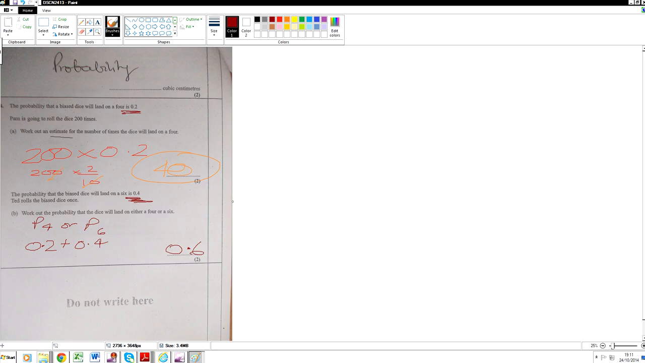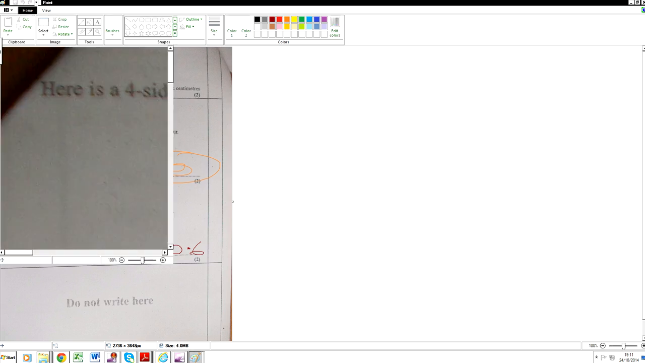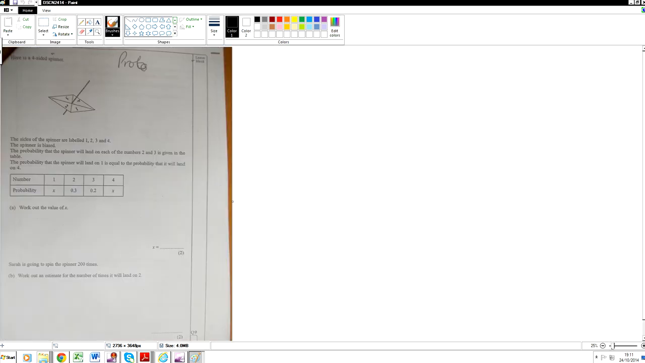The sides of the spinner are labelled 1, 2, 3, and 4. Yeah, that one. Okay? The sides of the spinner are labelled 1, 2, 3, and 4. The spinner is biased. Okay, so it's more likely to land on one than the other. The probability the spinner will land on each of the numbers 2 and 3 is given in the table. The probability the spinner will land on 1 is equal to the probability it will land on 4.